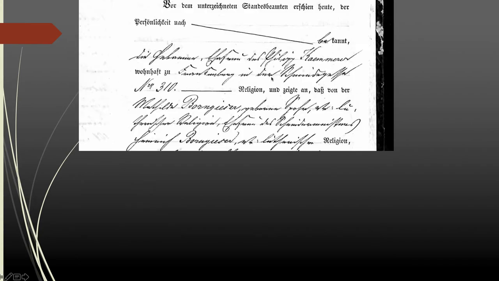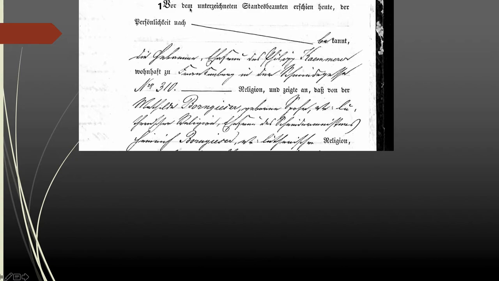And now let's move on to the main part of the form, where a lot of the information about your ancestor is. The form will start off with this phrase, vor dem unterzeichneten Standesbeamten, so before the undersigned registrar, the following. I'd like to add that in because otherwise the grammar doesn't make sense in English. So before the undersigned registrar, the following person appeared today.